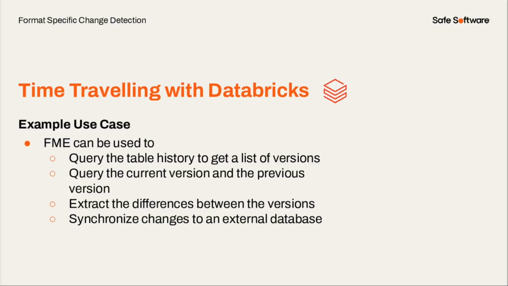So, an example use case and how FME can be used for this. We can use FME to create the table history to get a list of all the different versions available to us. We can then query the current version and the next version available, or what we could consider the previous version. Then we can use the ChangeDetector to extract the differences between those two versions and synchronize those changes to an external database, or audit that data, or create reports.